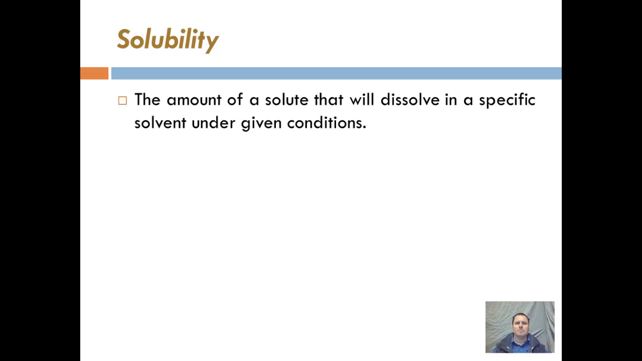Solubility is simply the amount of solute. Remember, that's what's being dissolved, or the smaller quantity. It's the amount of solute that will dissolve in a specific solvent under various conditions. So how much of something is going to dissolve in something else? And there's several factors that influence the amount of solute that can dissolve.